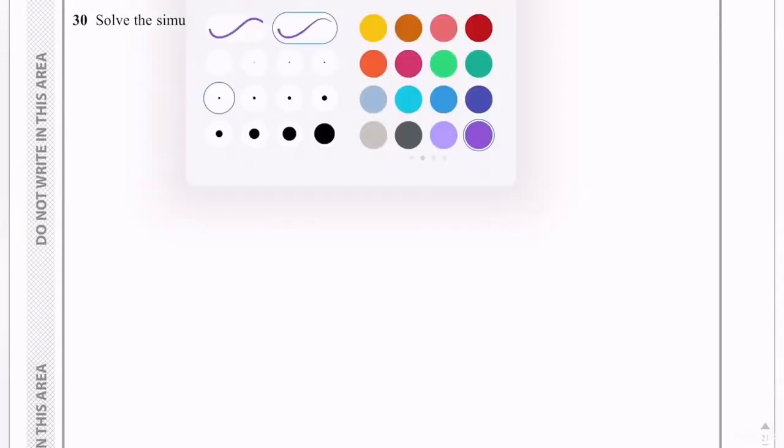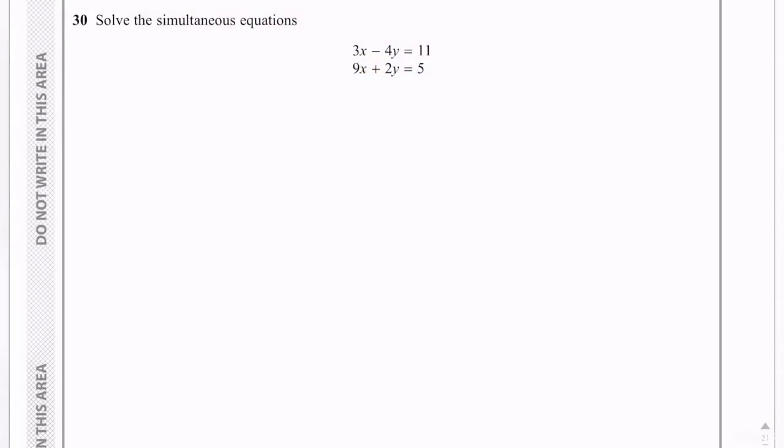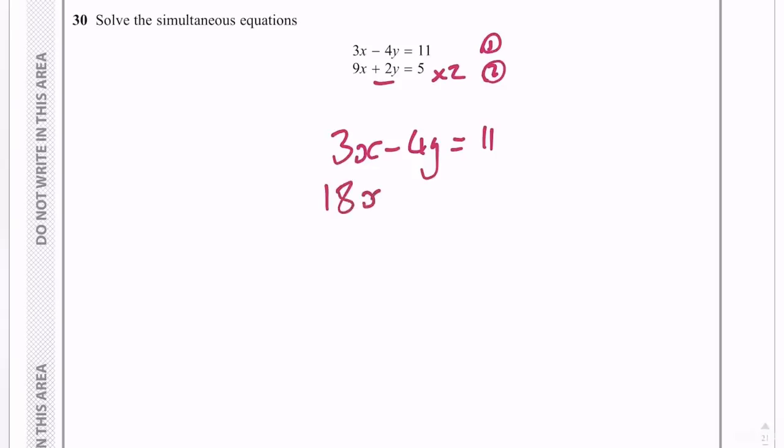Solving some simultaneous equations, so we need to make the y coefficient, the number in front of y, the same. Now to do that, sometimes we have to multiply both. It looks like if we multiply the bottom one by 2, that's going to give us a 4y there, ignoring the signs for the moment. So let's multiply the bottom one. I'll just rewrite the top one: 3x minus 4y equals 11. I'm going to label them as equations 1 and 2, so I can talk about one at a time. And then let's multiply that second one. So 9x times 2 is 18x, 2y times 2 is 4y, there's a plus between them, and then 5 times 2 equals 10.